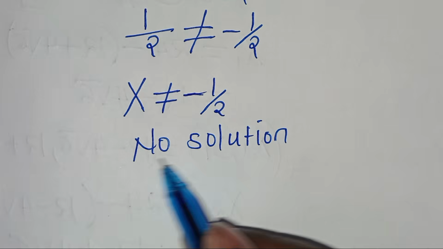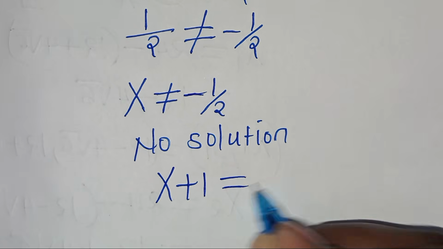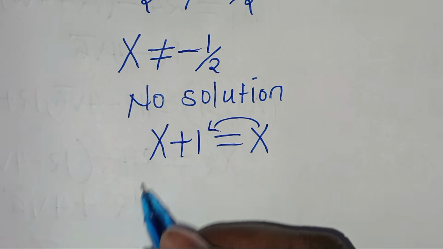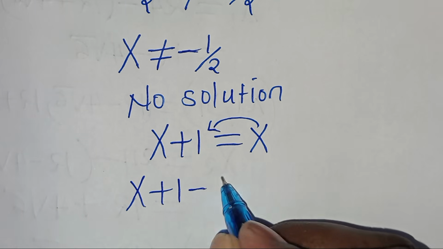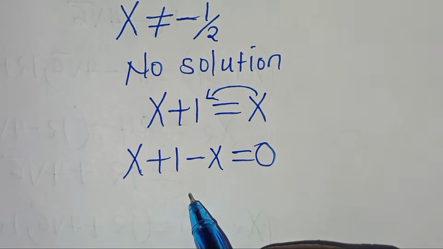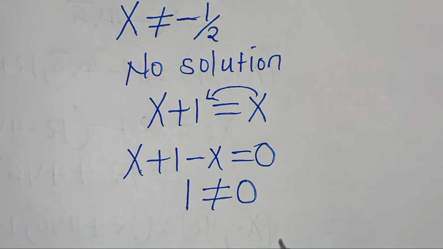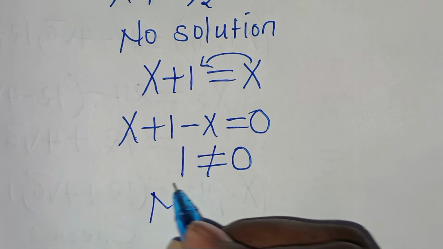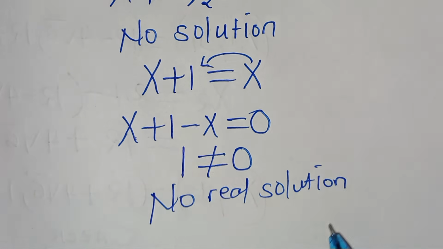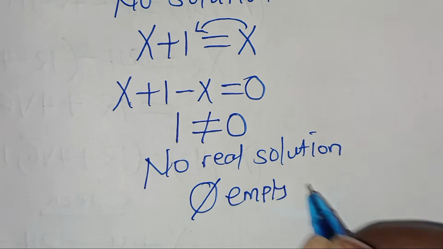Now, alternatively, we could have dealt with this problem as x plus 1 equal to x. Now, let's take x to the left hand side, and this means x plus 1 minus x is equal to 0. x minus x is 0, plus 1. So this means 1 is not equal to 0. So what this means is that there is no real solution to this algebra problem. So what we have is an empty set.